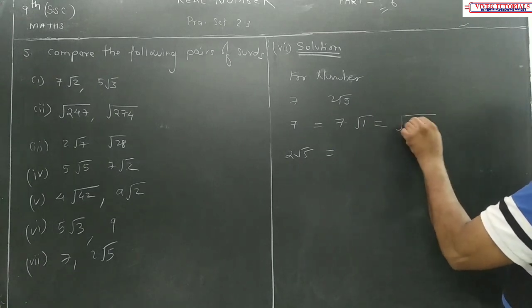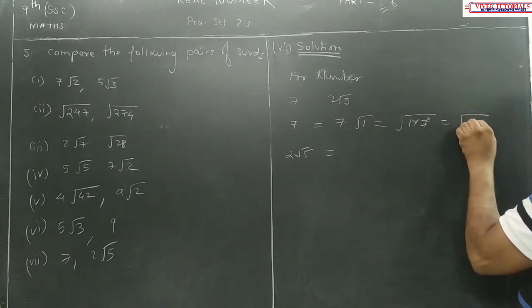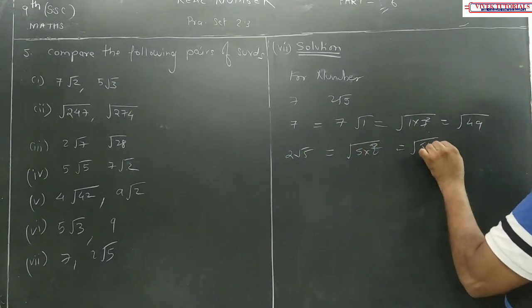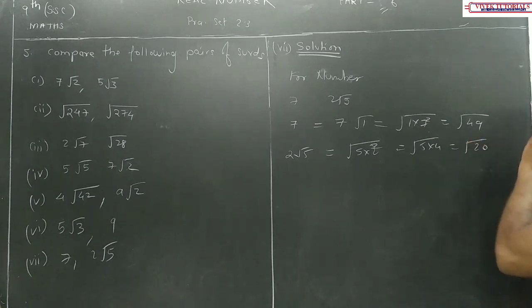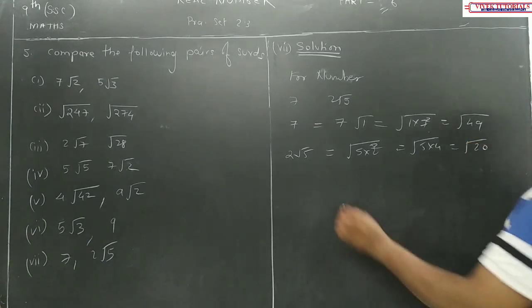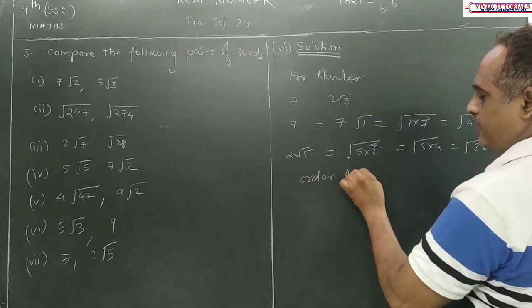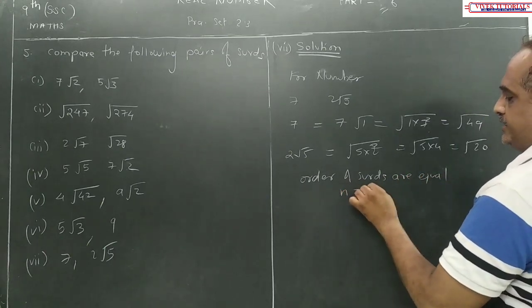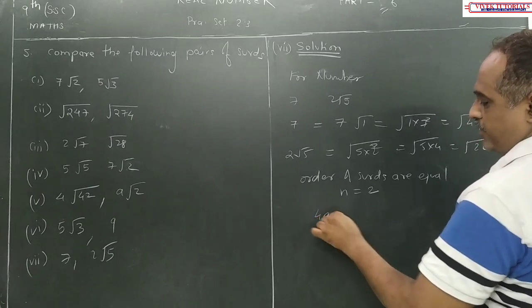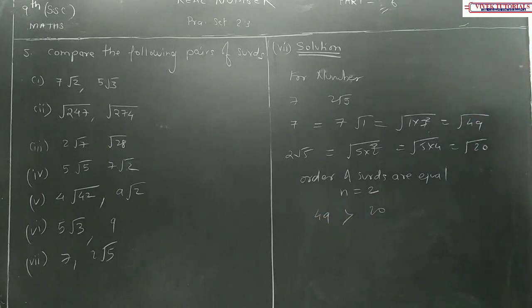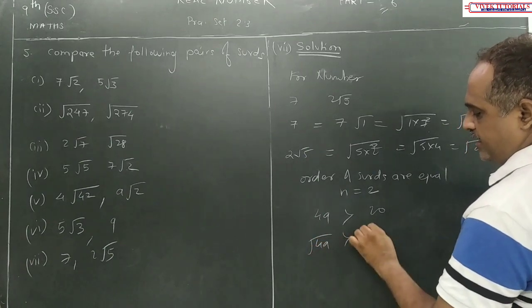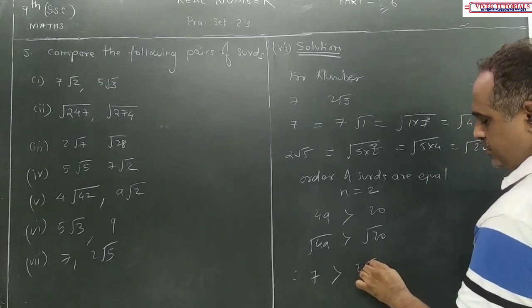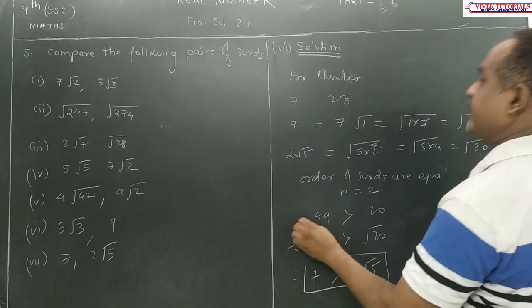Now I am going to take it inside. 1 into 7 square. That is root 49. Here what will happen? 5 into 2 square is equal to 5 into 4 is equal to 20. Now you tell me which one is greater? Order of surds are equal. N is equal to 2. And if I am comparing 49 and 20, 49 is greater. So ultimately, root 49 is greater than root 20. Therefore, 7 is greater than 2 root 5. That you have to put in the box, and it is the final answer.